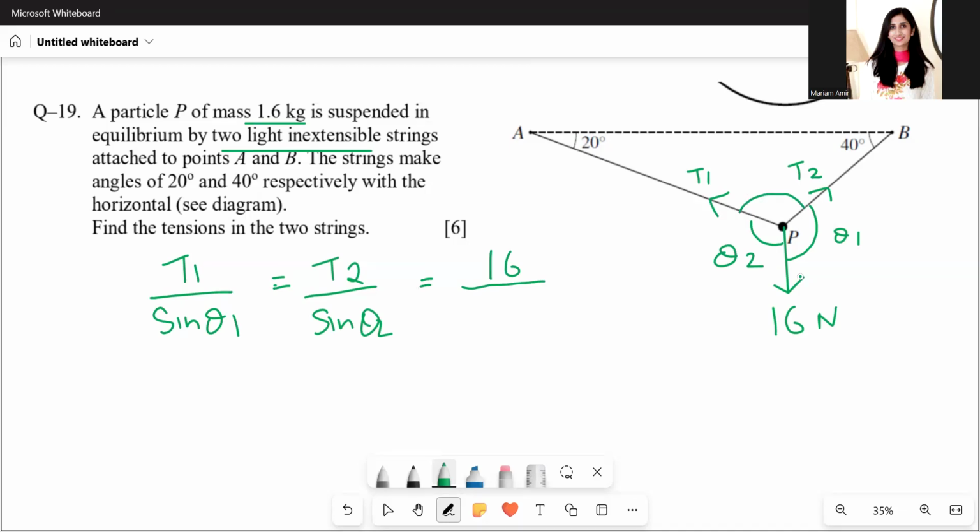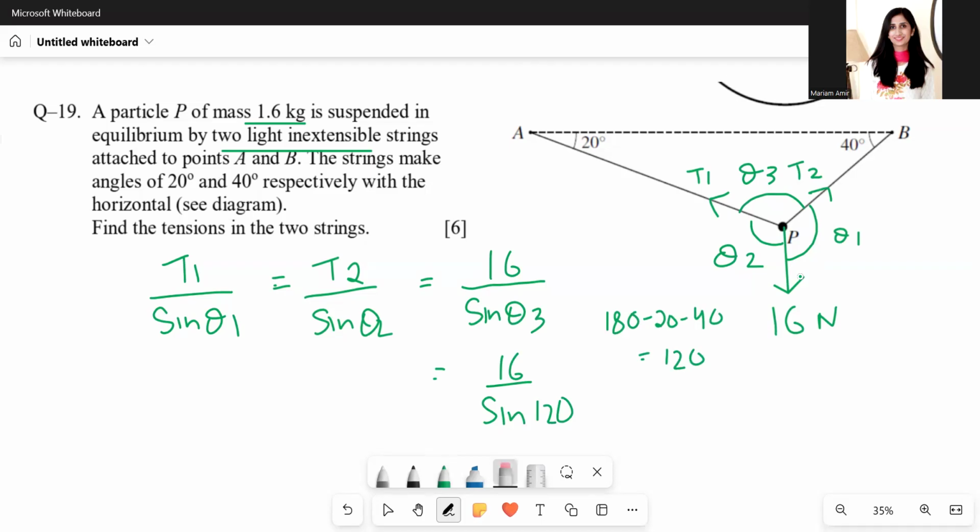I know what this angle is. For now, let's call it theta3, sine theta3. How do we know what this angle is? We're just going to do 180 minus 20 minus 40, which is 120. So this is going to be sine 120. Okay, we have this angle.